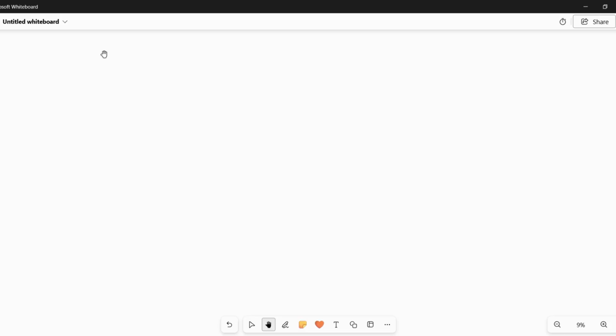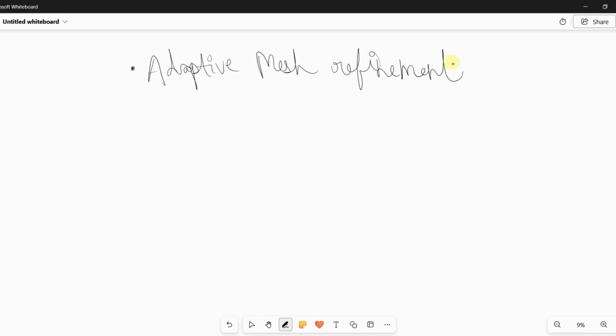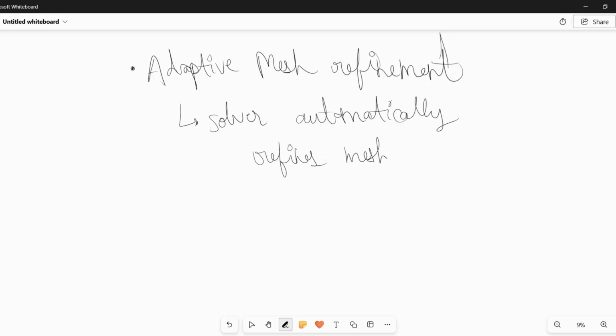Now talking about adaptive mesh refinement, another topic, the last topic that we are going to cover in meshing. So adaptive mesh refinement. It's simple. The solver automatically refines the mesh when needed. For example, suppose a shock wave was detected.